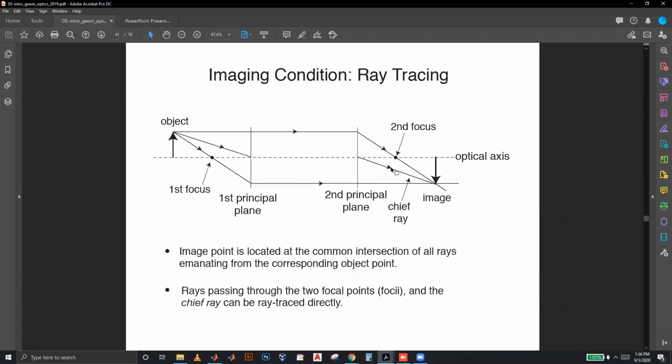So remember, one important point to notice is that the image is flipped. The object is upright, right? The arrow is pointing up. With respect to the optical axis, the image is flipped. It's pointing downward. That is true for all optical systems, including the human eye.